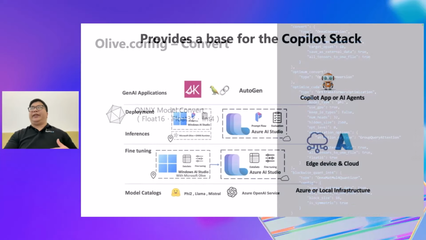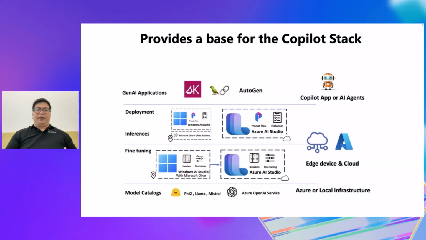Maybe we can see the Copilot stack. Some people want to focus on some applications. So generative AI applications are very popular now. But this time, if we have Microsoft Olive, maybe we can talk more about the infra, not only focus on the application, because the infra is very important. Just like the model selection, you can choose the model in Hugging Face or the Azure model catalog or Azure OpenAI Service. This is the model catalog.